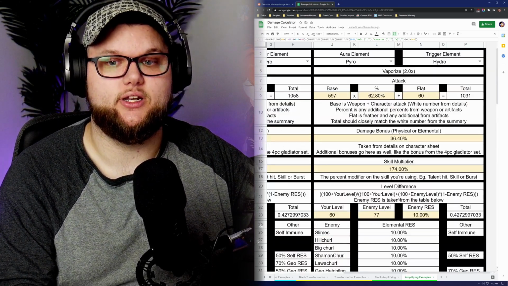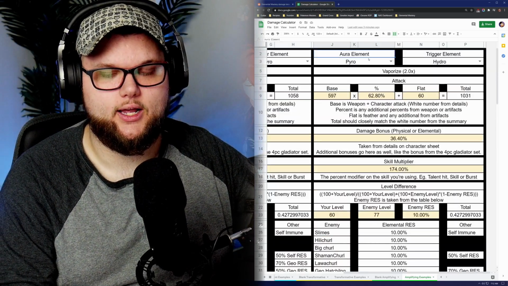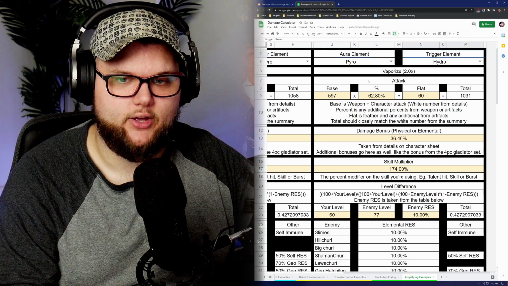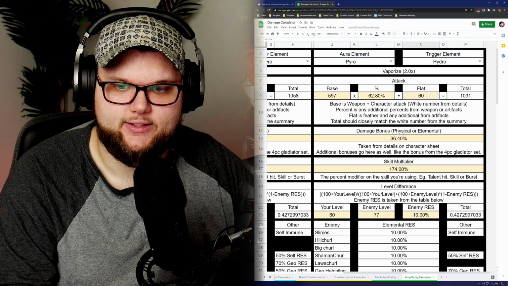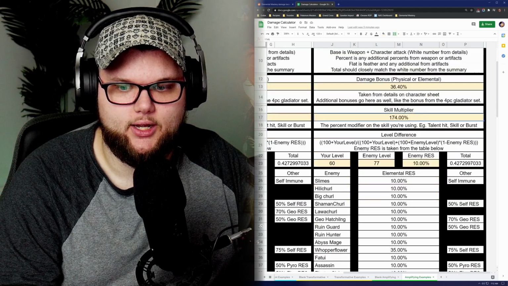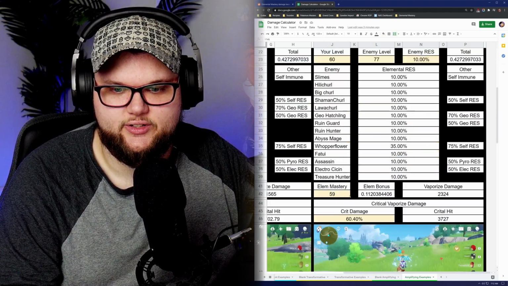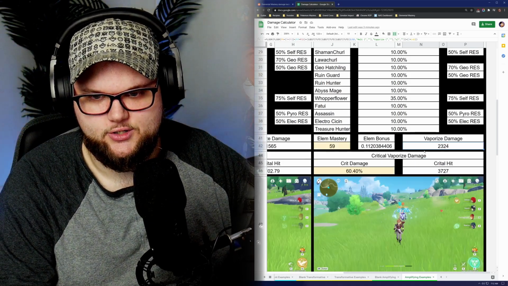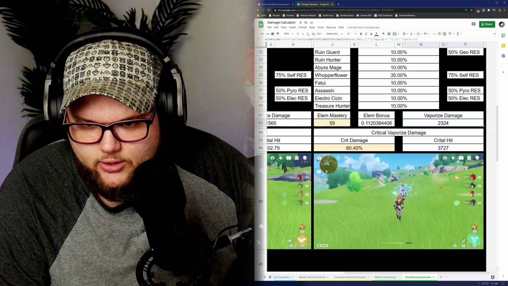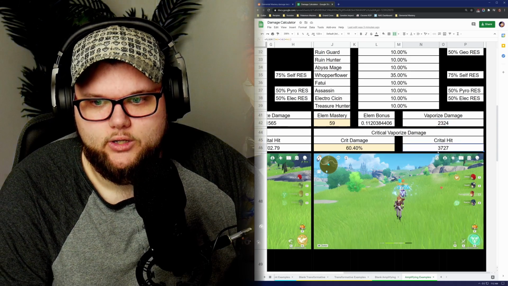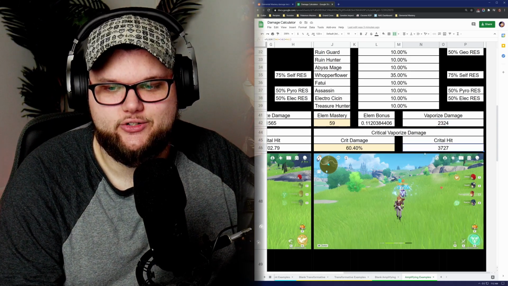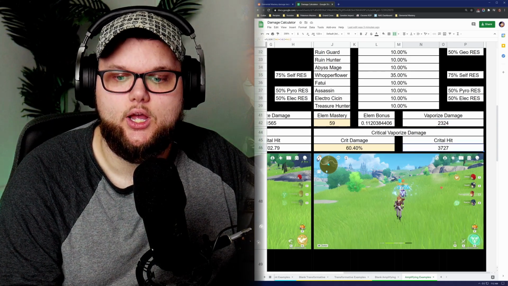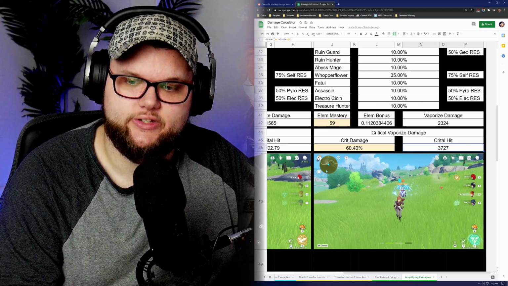Now let's take a look at a reaction between Childe and this Hilichurl that is a vaporize, but in the reverse direction. So we have our aura element of Pyro, our trigger element of Hydro, base attack, attack percents, flat attack, damage bonuses, skill multiplier, enemy level, enemy resistance, elemental mastery, and elemental bonus for a 2324 on the damage. But wait, we hit 3726. Oh, it's a crit. So we actually do end up getting a crit here, which crits for 3,726 damage.